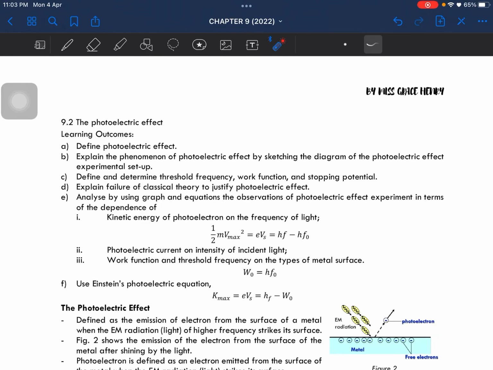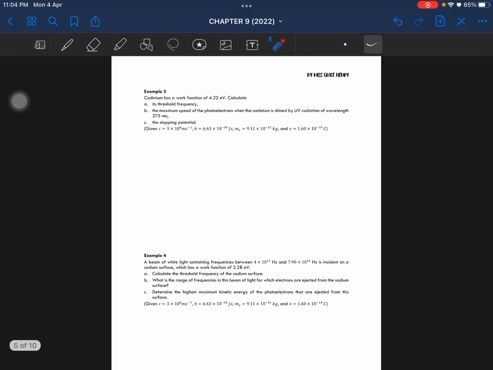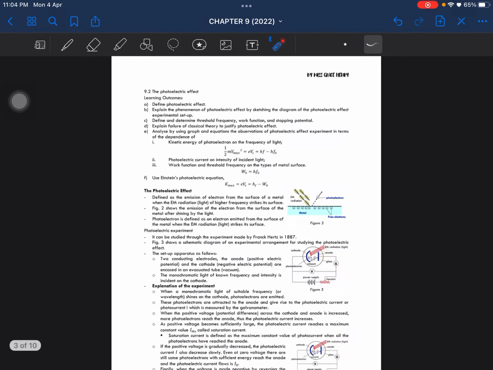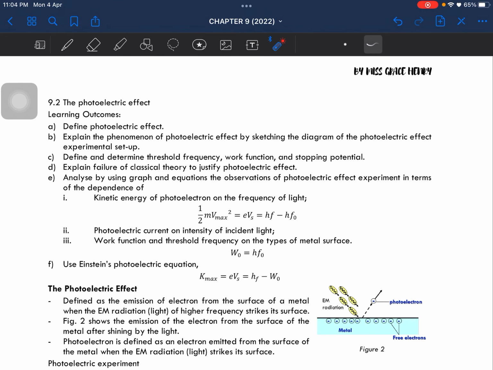Alright, let's go on to subtopic number 2, which is on the photoelectric effect. This is, I think, our last subtopic. Yes, so there's only 2 subtopics. So this subtopic has a lot of theory.